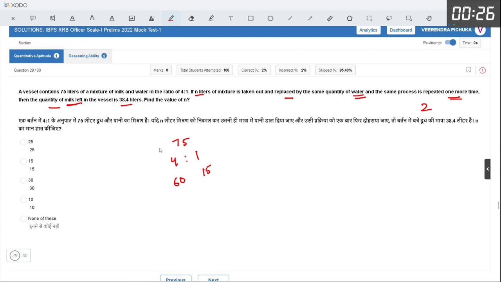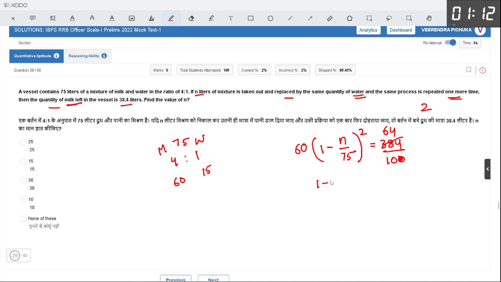So they are asking about milk. How much milk did we have initially? 60. And how much did they remove out of 75 liters? How many times? 2 times. But what can it become? 84. Right? So 6 will cancel 6, 36. 4, okay, 38.4.